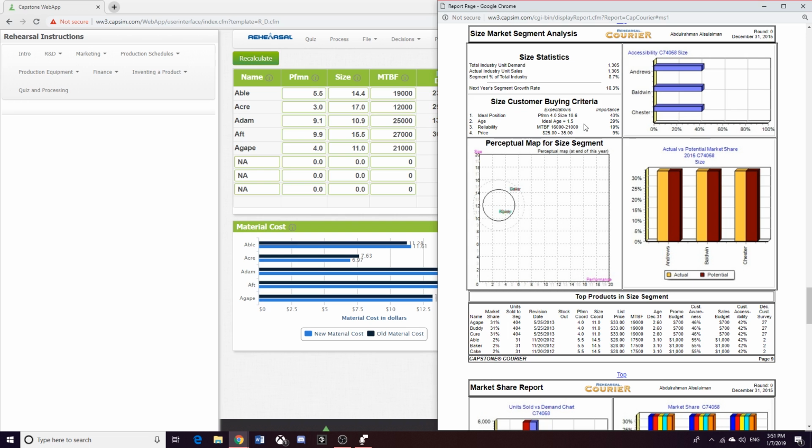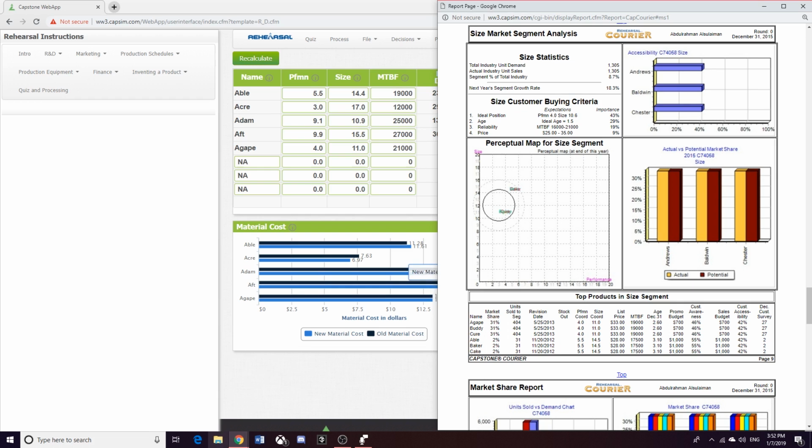And then we look at the ideal position. So the ideal position in size is the most important thing. It is 43% importance. So we need to make sure that we are positioned in the best way possible. So in the beginning of round 1, the ideal position is 4 in performance and 10.6 in size.